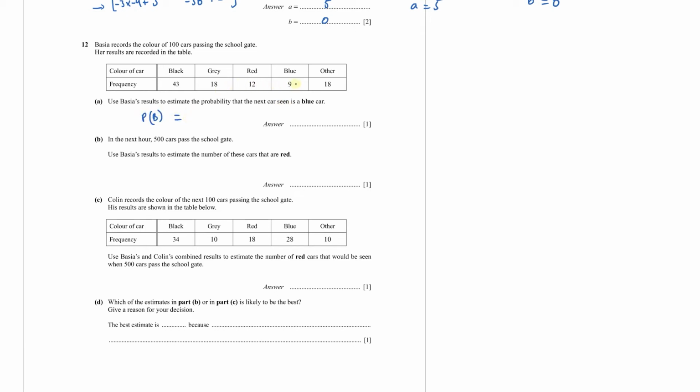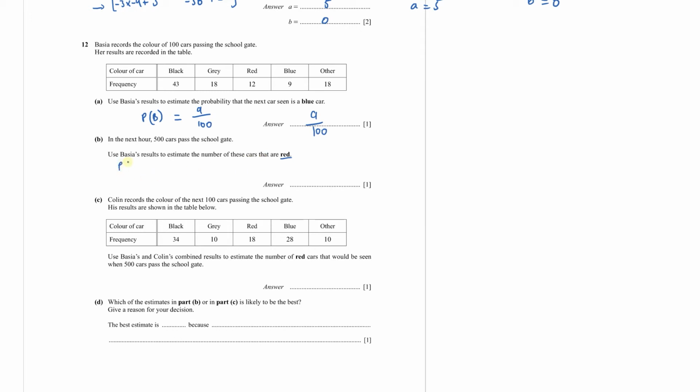So how many blue cars did she see? She saw 9. And what's the total number of cars? Over 100. So your probability of blue is 9 over 100. In the next hour, 500 cars pass the school gate. Use Bessia's result to estimate the number of these cars that are red.